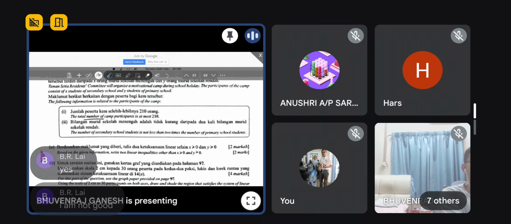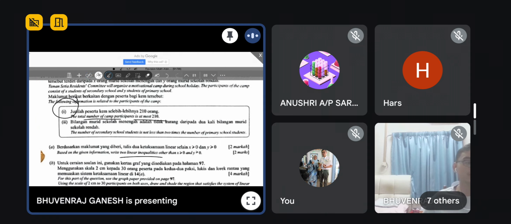Okay, guys, two linear inequalities. First, can you all type out for me for the first situation? What is the inequality that you have? At most. What is your symbol, guys? Try to type out for me. At most, you must have equal to, guys. 210. So it's x plus y less than or equal.